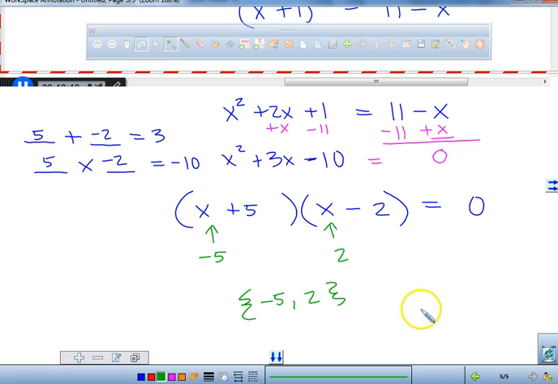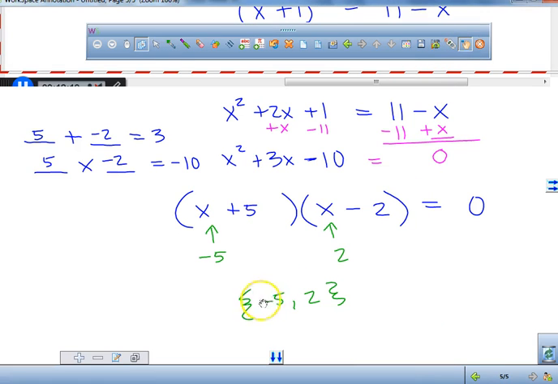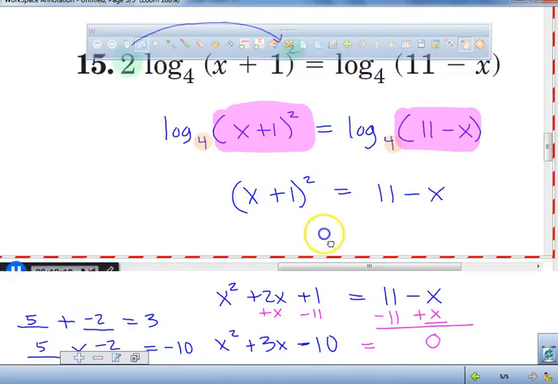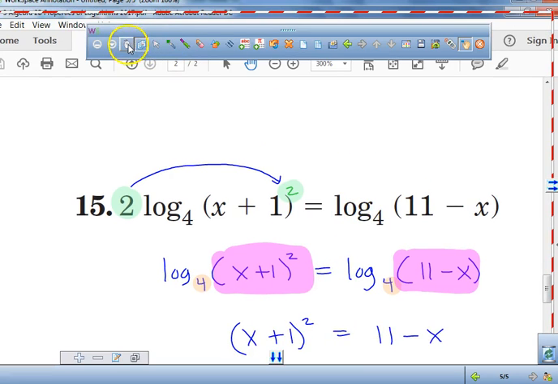But wait, do they both work? So what we have to do is we got to take these answers and do what with them? Okay, moving on. All right, let's move on. -5 and a 2.